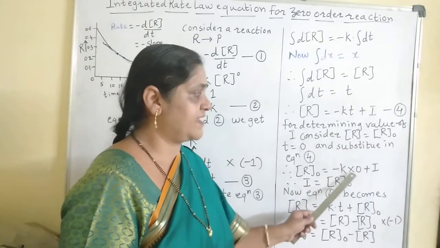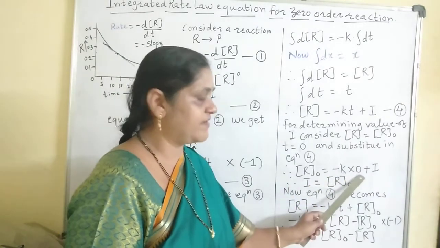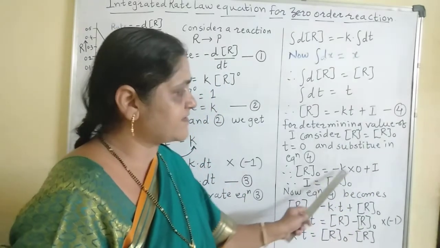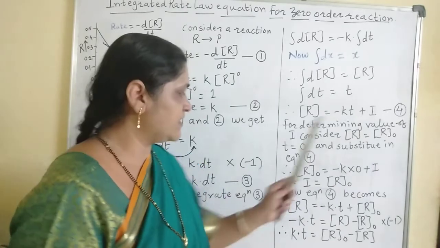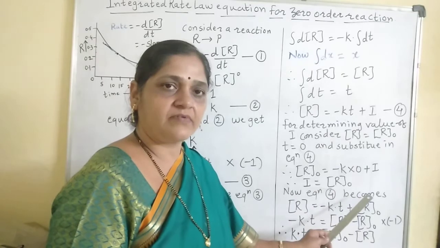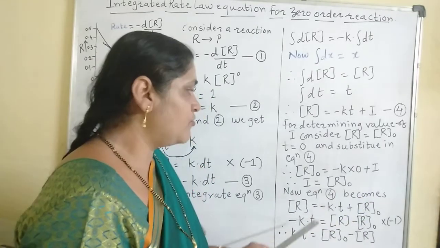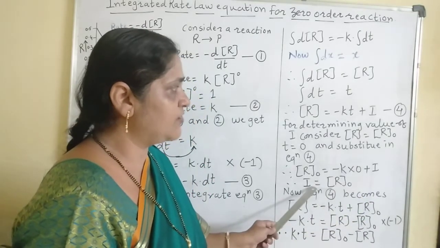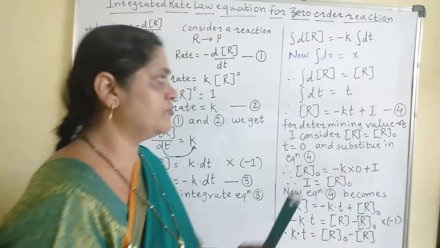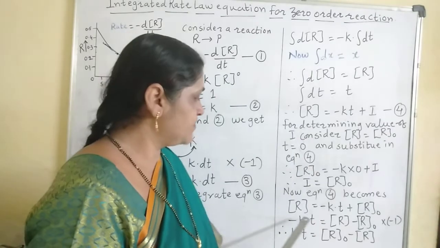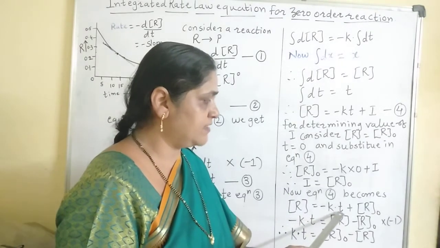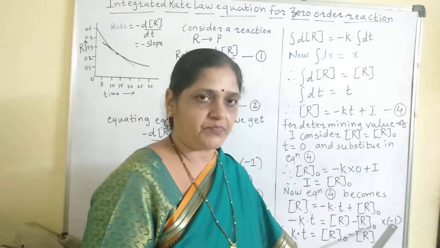When we substitute these values, we put R0 equal to minus K into time, which is 0, plus I. Ultimately, minus K into 0 is equal to 0, and therefore I is equal to R0. Now we substitute this value of I again in equation 4. Therefore, equation 4 becomes concentration of R is equal to minus K into T plus R0.